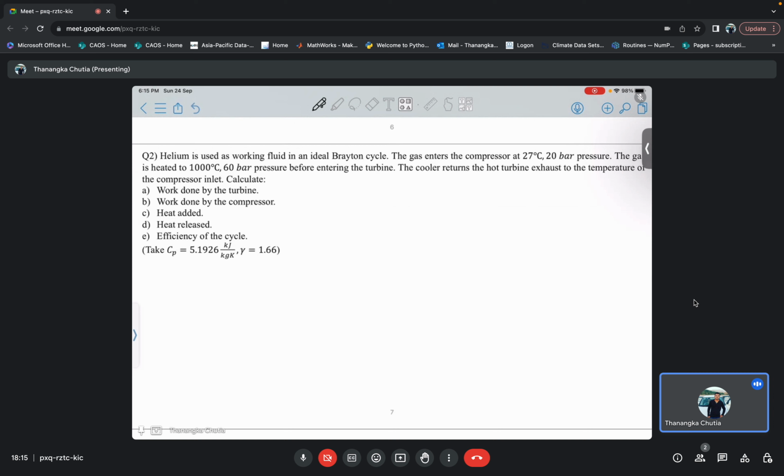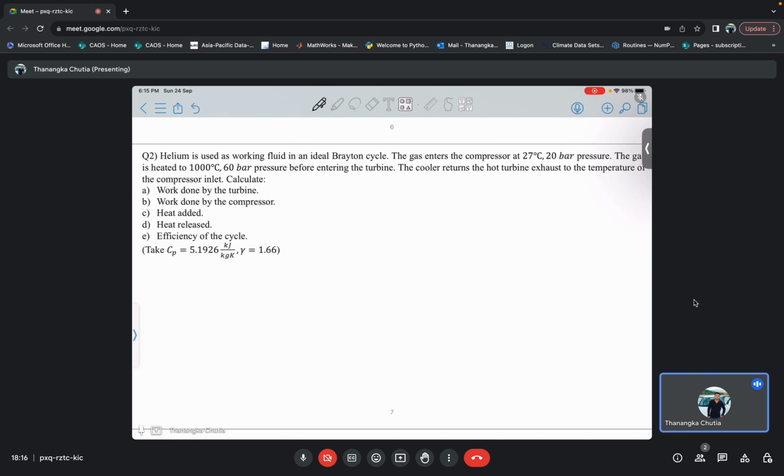Helium is used as a working fluid in an ideal Brayton cycle. The gas enters the compressor at 27 degrees Celsius and 20 bar pressure. The gas is heated to 1000 degrees Celsius and 60 bar pressure before entering the turbine. The cooler returns the hot turbine exhaust to the temperature of the compressor inlet. Calculate the work done by the turbine, work done by the compressor, heat added, heat released, and efficiency. Cp and gamma value is given.